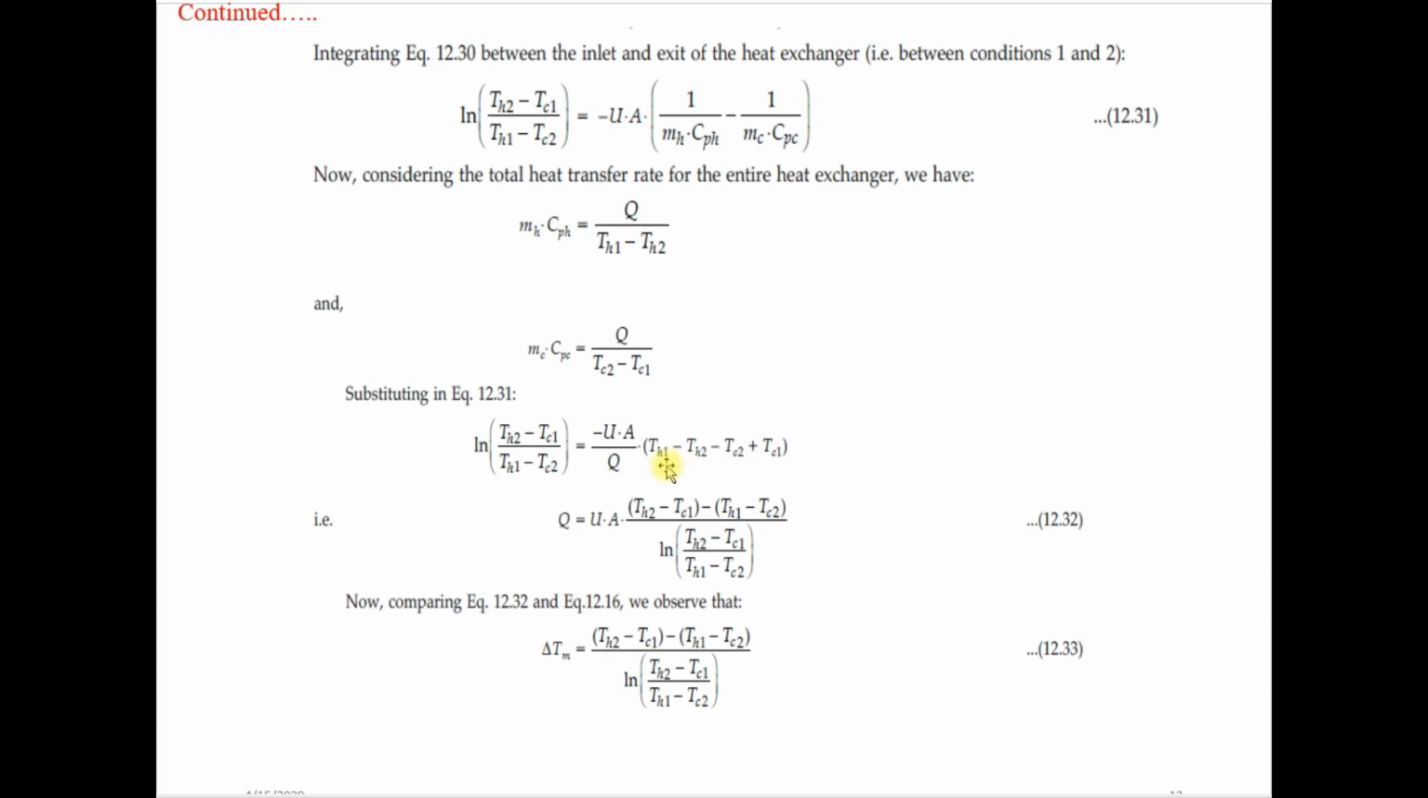They have rearranged the temperature values so that Th2 minus Tc1 will be the delta T2, and Th1 minus Tc2 will be the delta T1, if you observe the diagram. That is why they have rewritten the temperature terms in this manner, so that finally we will get delta Tm equal to (Th2 minus Tc1) minus (Th1 minus Tc2) divided by ln of (Th2 minus Tc1) divided by (Th1 minus Tc2).